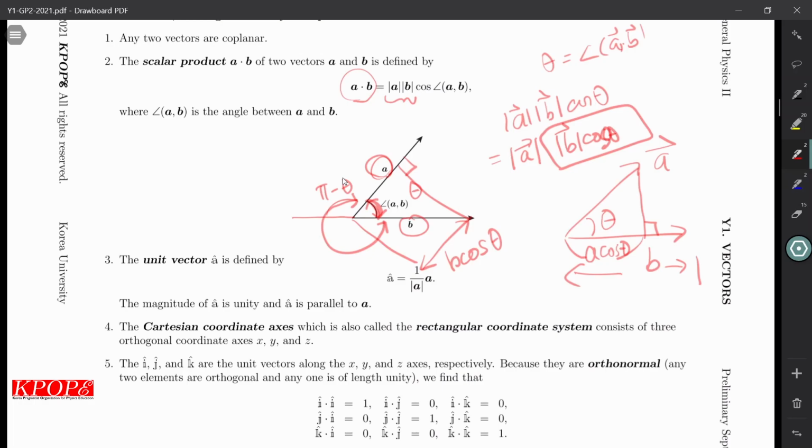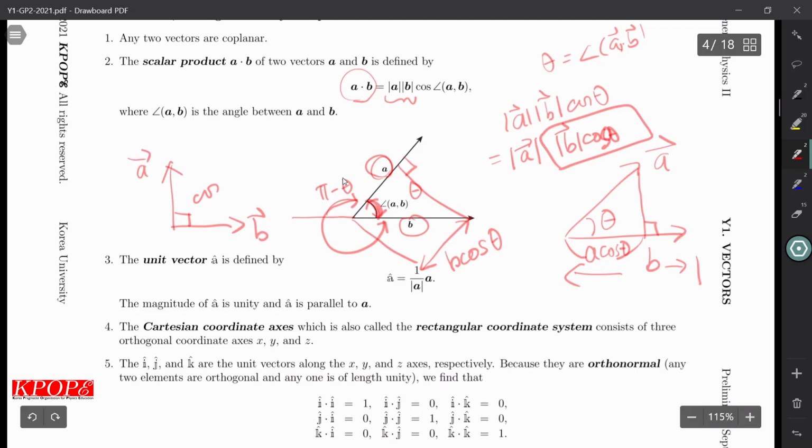It has the biggest magnitude when they are both parallel or anti-parallel, but it always vanishes when A and B make a right angle, because cosine of half pi is always 0. Okay?